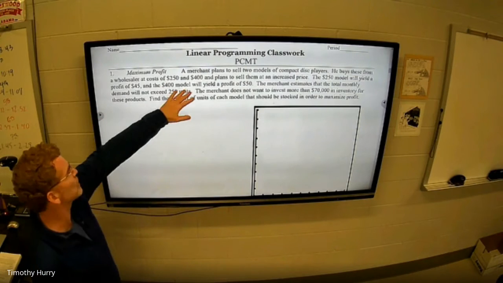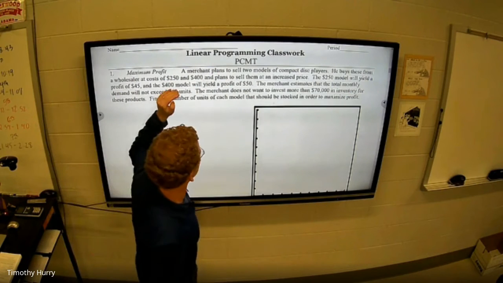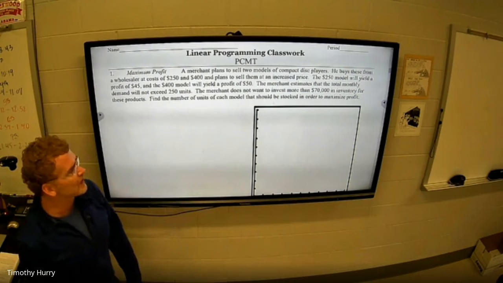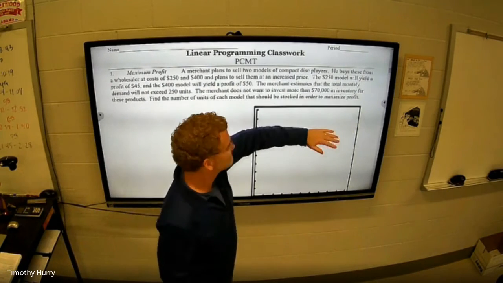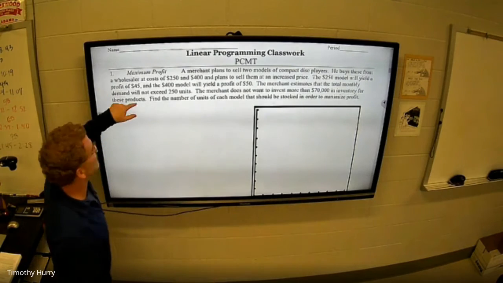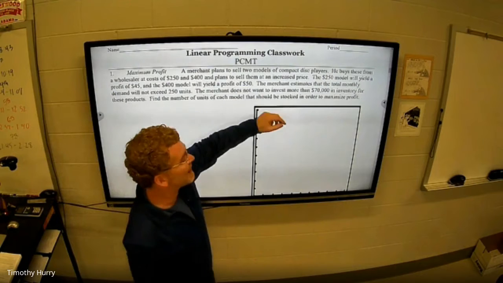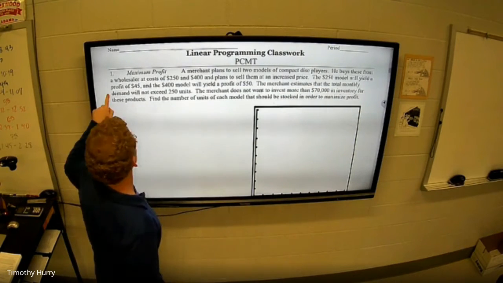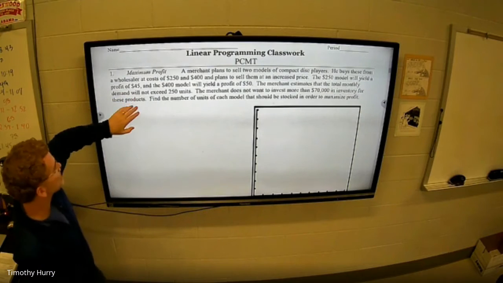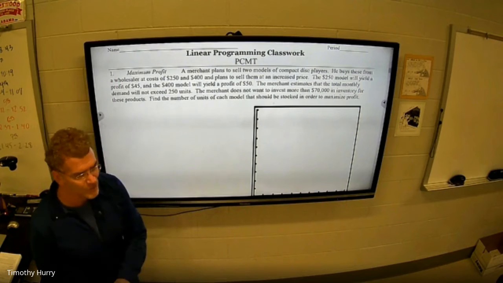So a merchant, not necessarily Robert, but some vendor, plans to sell 2 models of compact disc players. This is such an old problem, isn't it? He buys these from a wholesaler at costs of $250 and $400 and plans to sell them at an increased price. The $250 model will yield a profit of $45. The $400 model will yield a profit of $50. Kind of a weak markup, but whatever.